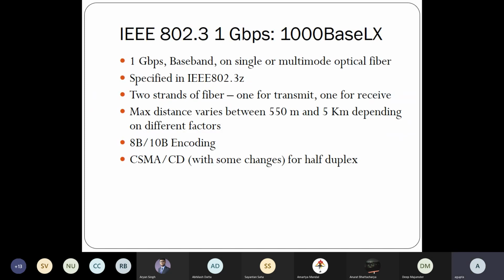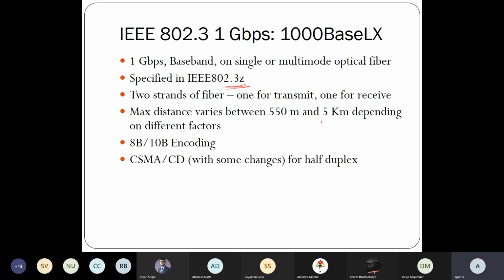Then came 1000, so 1 Gbps. I just wanted to tell you the standard names. Nobody remembers these unless you work with them every day. But when somebody says 802.3u, 802.3z, etc., you should be able to talk intelligently about what they generally mean. There is a collection of standards around 802.3 for different speeds, and there are different protocols to do with Ethernet also.